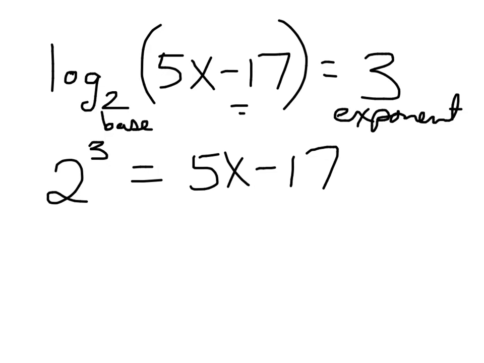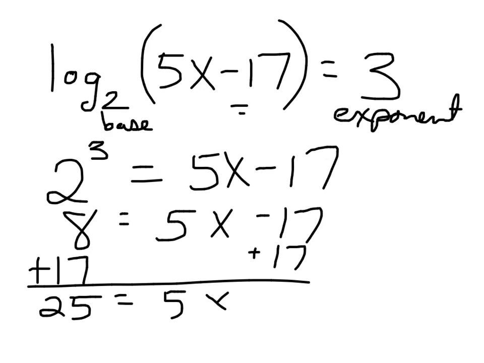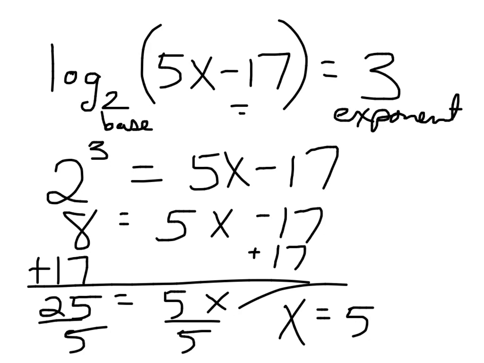What's 2 to the third? 8. Equals 5x minus 17. Can you guys solve for x? Add 17, I think I heard somebody mumble. What's 8 plus 17? 25. Equals 5x divided by 5. And what is 25 divided by 5? 5.